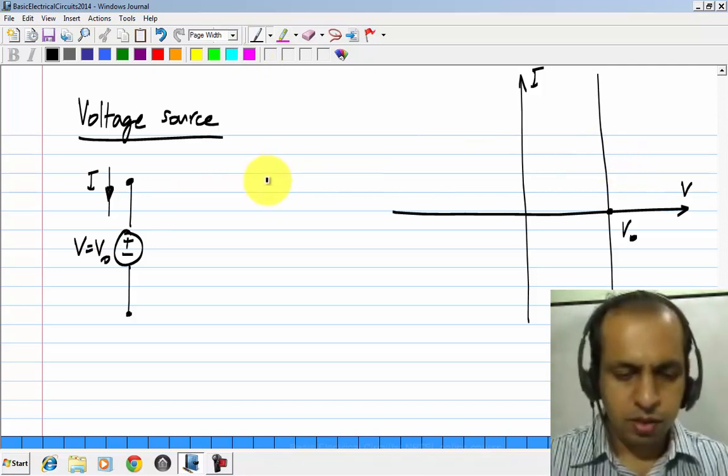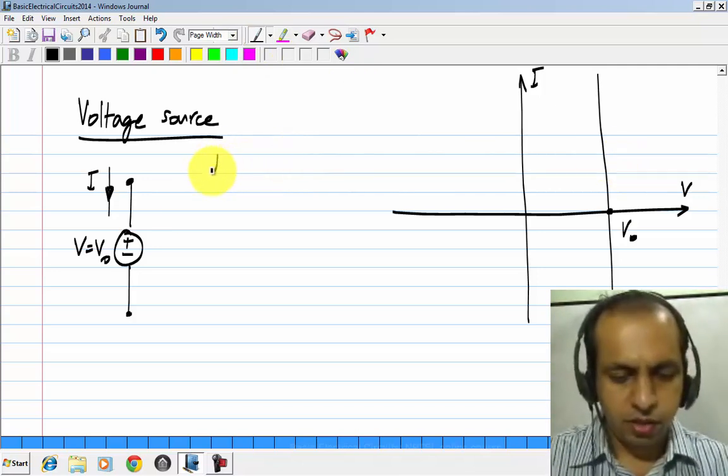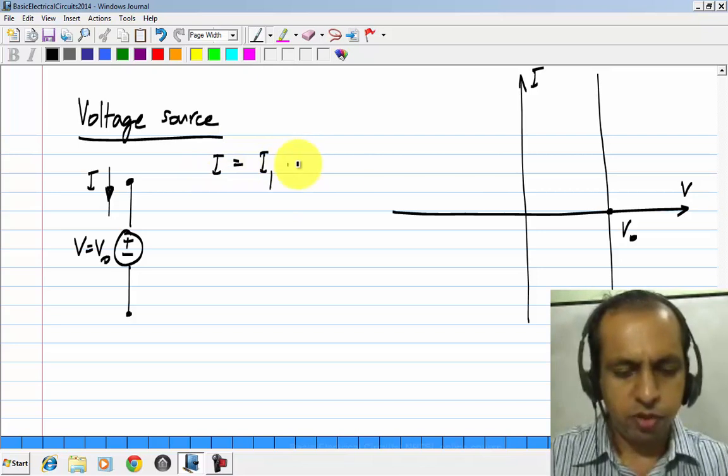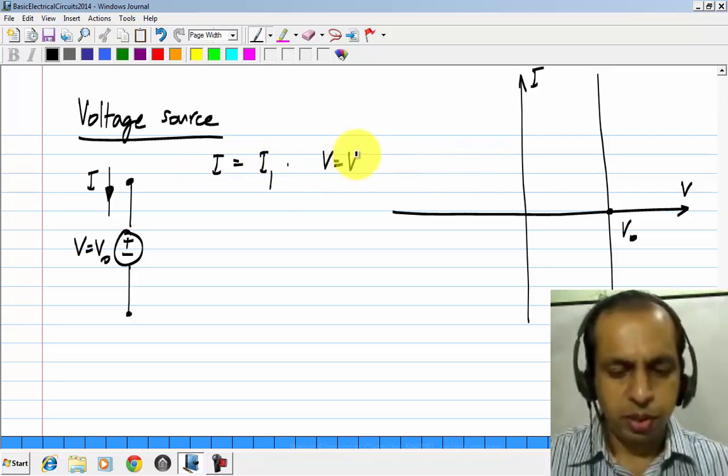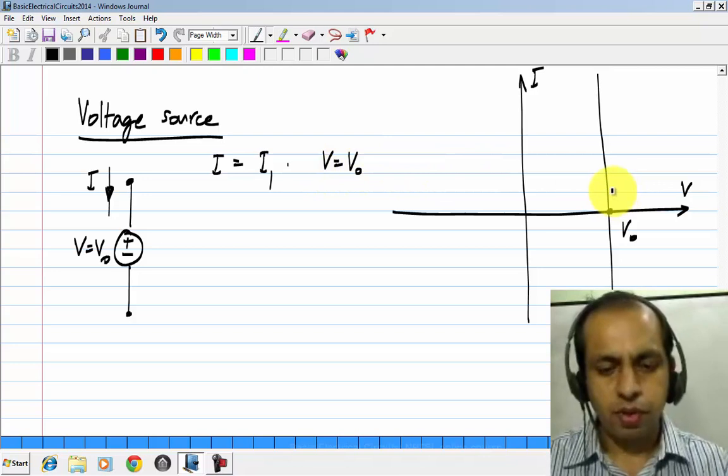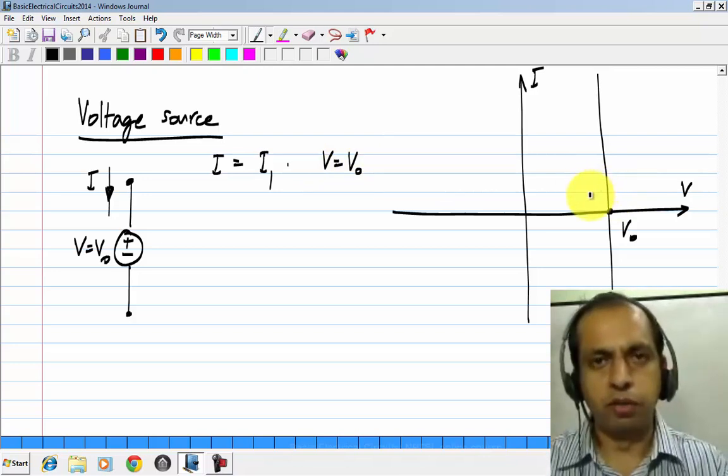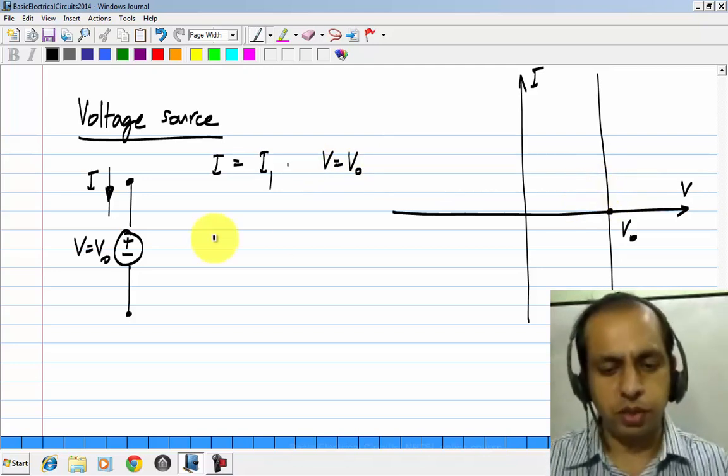So let's say the current I is a particular value of I1, then the voltage V will be equal to V naught, because that's the property of the voltage source. It will always maintain a voltage V naught.